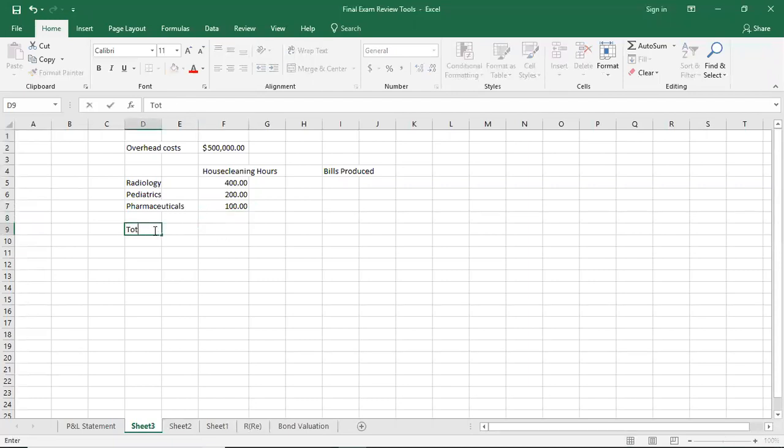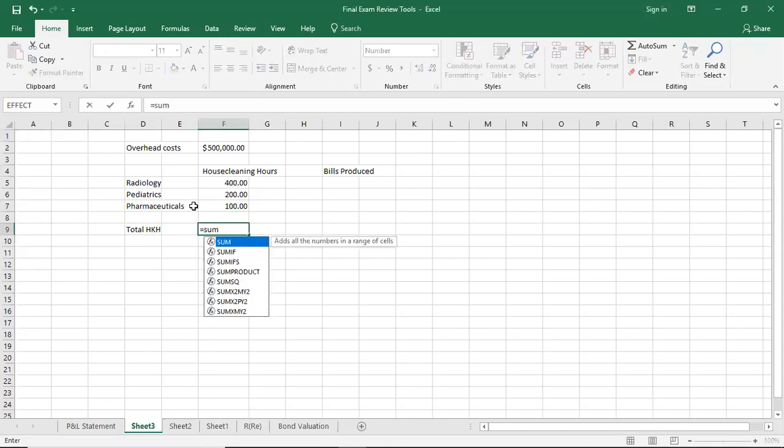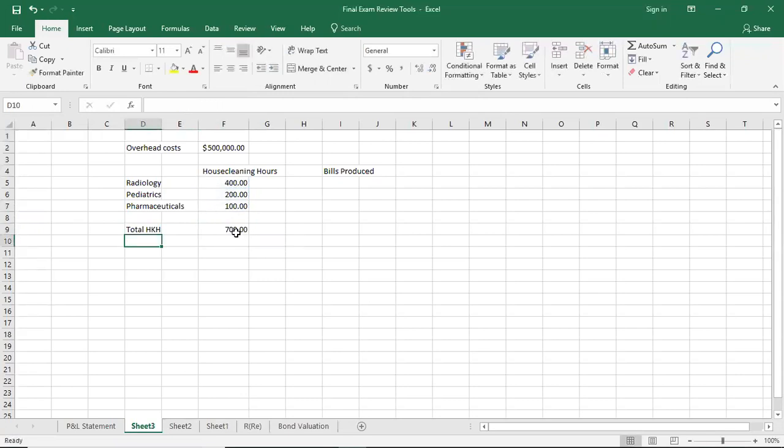You'll need to calculate your total housekeeping hours, which is the sum of these numbers here. If you decide to use this as your allocation base, as your cost driver, so here's my cost pool, and the total hours is going to be my cost driver. So how do I determine the allocation rate then? You guys know?